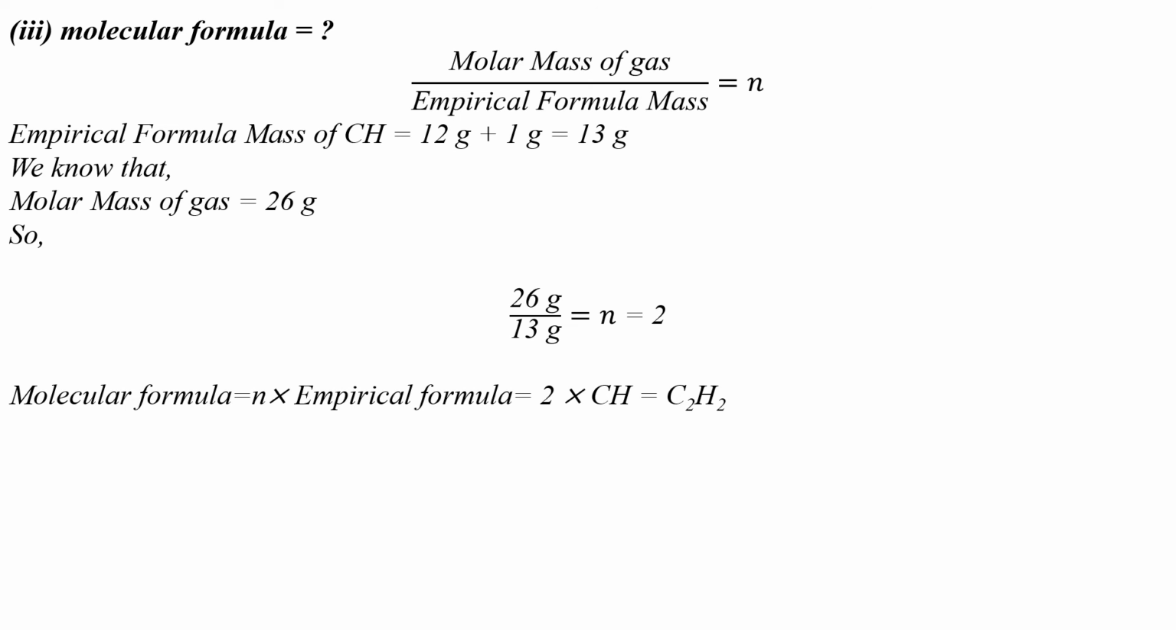We calculated the molar mass of the gas, that is it is equal to 26 grams, right? Substitute this in the above formula and we write 26 gram divided by 13 gram, which is equal to N, gives you 2 as the value of N. Now molecular formula is equal to N into empirical formula. So N is equal to 2, we know that. 2 into CH, the empirical formula, gives you C2H2. Note that when you multiply CH by 2, it goes to the subscript of carbon and hydrogen in the empirical formula. Therefore, molecular formula is C2H2, which is acetylene.